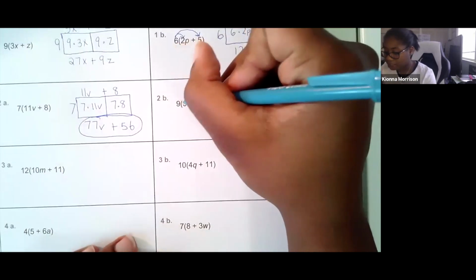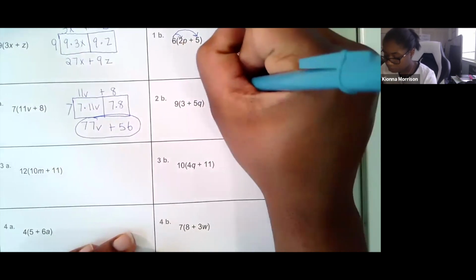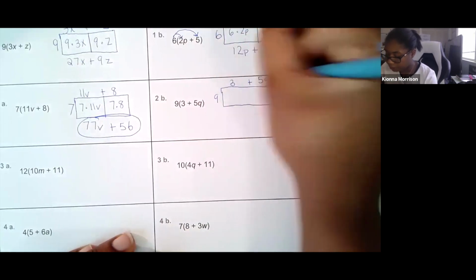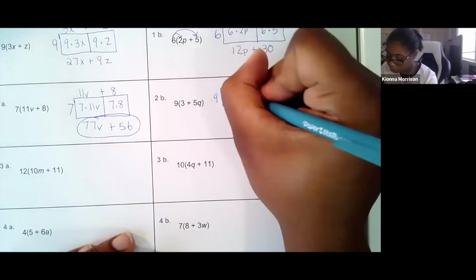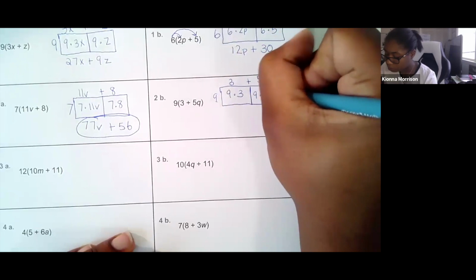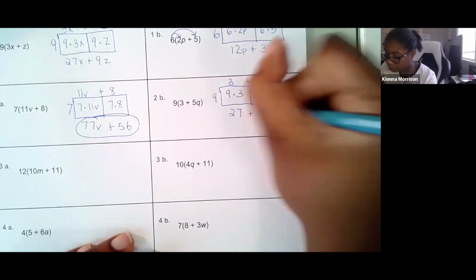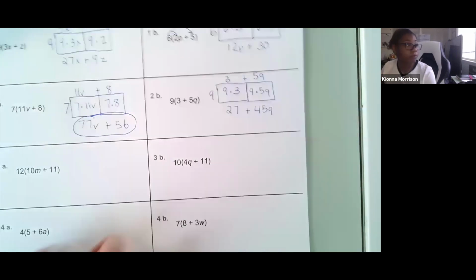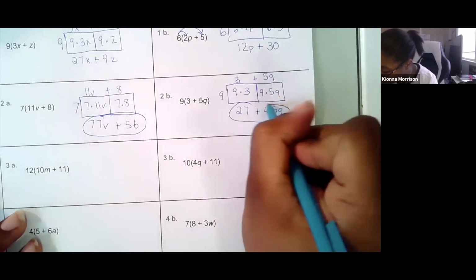Next, I have 9 times 3 plus 5 cubed. 9 times 3, 9 times 5 cubed. 9 times 3, 27, plus 9 times 5 cubed, 45 cubed.